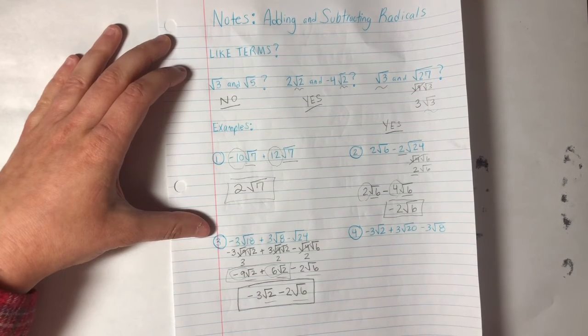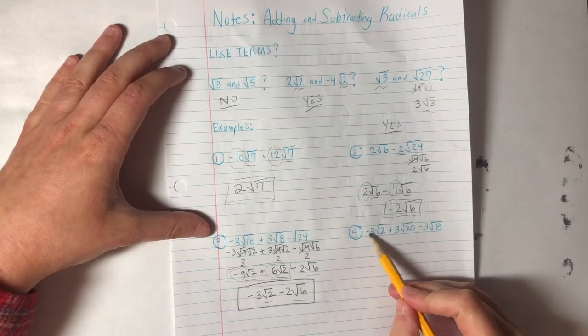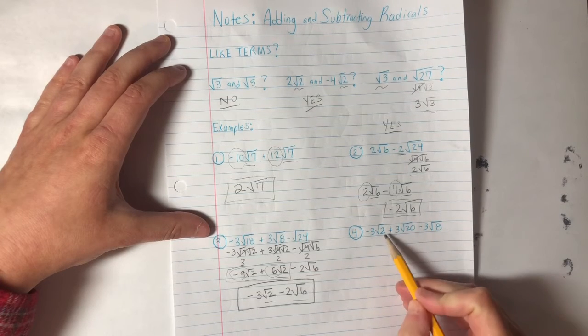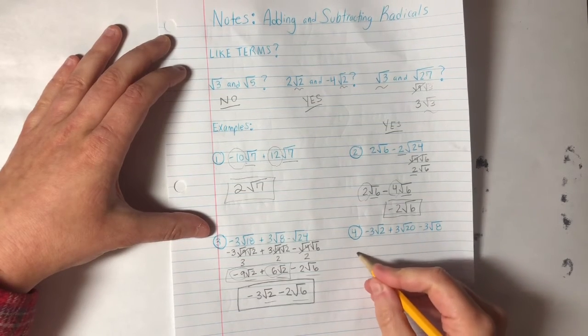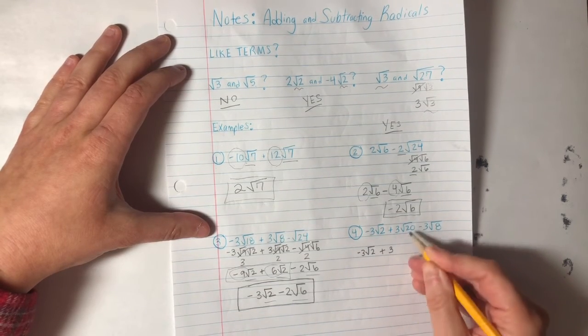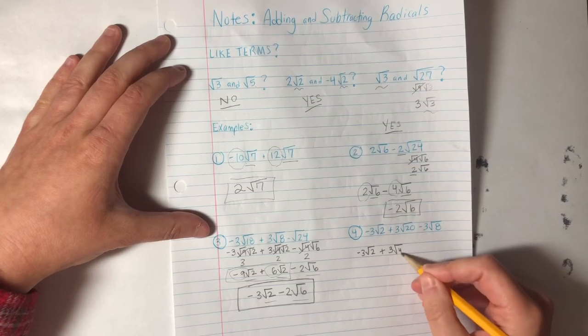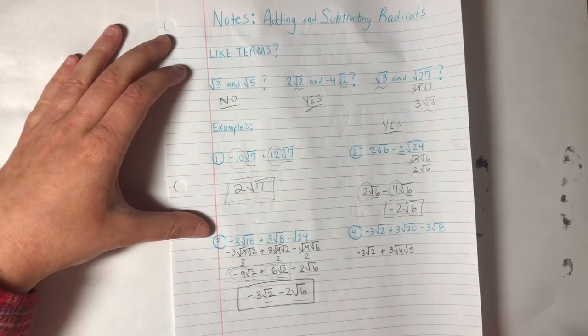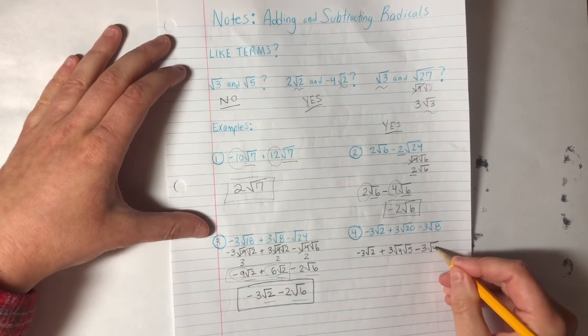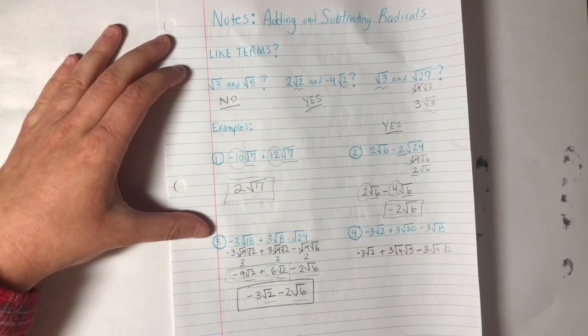All right, and my last one, I have negative 3 radical 2 plus 3 radical 20 minus 3 radical 8. Now I know the root 2 I can't simplify, so I'm just going to keep this as negative 3 root 2 plus 3. I can break down 20 using radical 4 and radical 5 because I know that radical 4 is a perfect square, minus 3, and for 8 I'm going to use 4 and 2 because once again we know the square root of 4 is a perfect square.